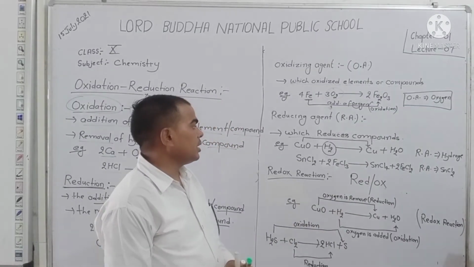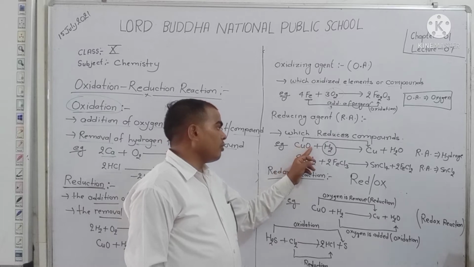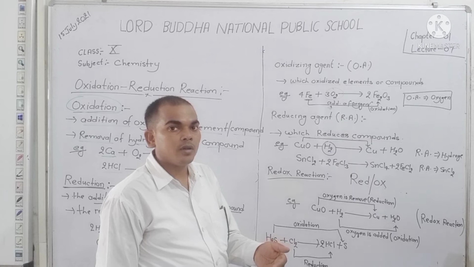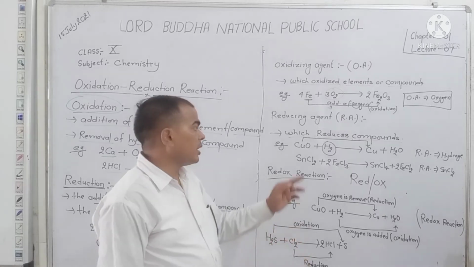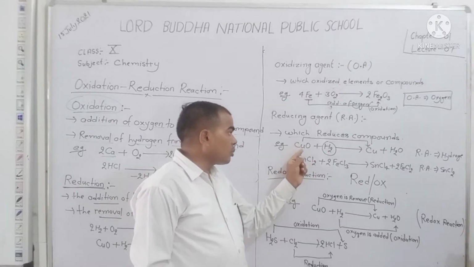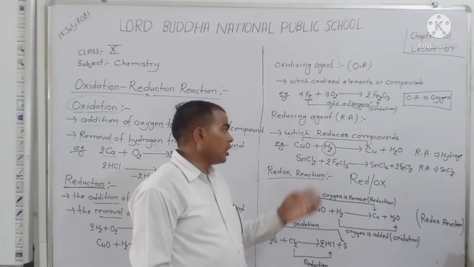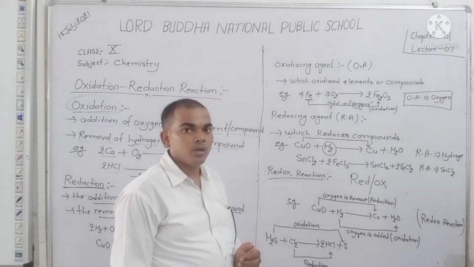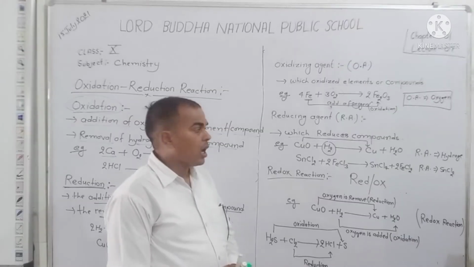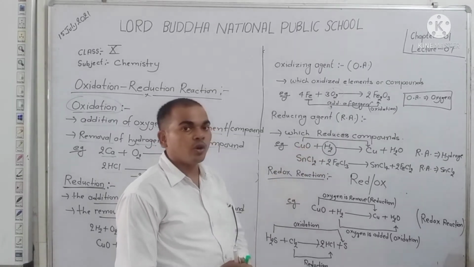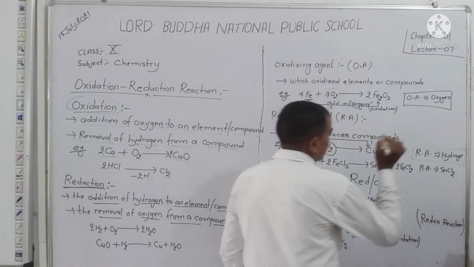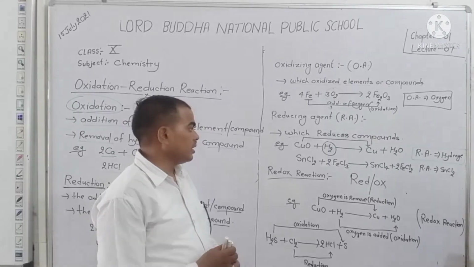Dear student, here removal of oxygen, removal of oxygen means reduction. Here reduction of cupric oxide takes place. The reduction of cupric oxide is due to hydrogen. So here hydrogen reduces cupric oxide. So hydrogen is reducing agent.